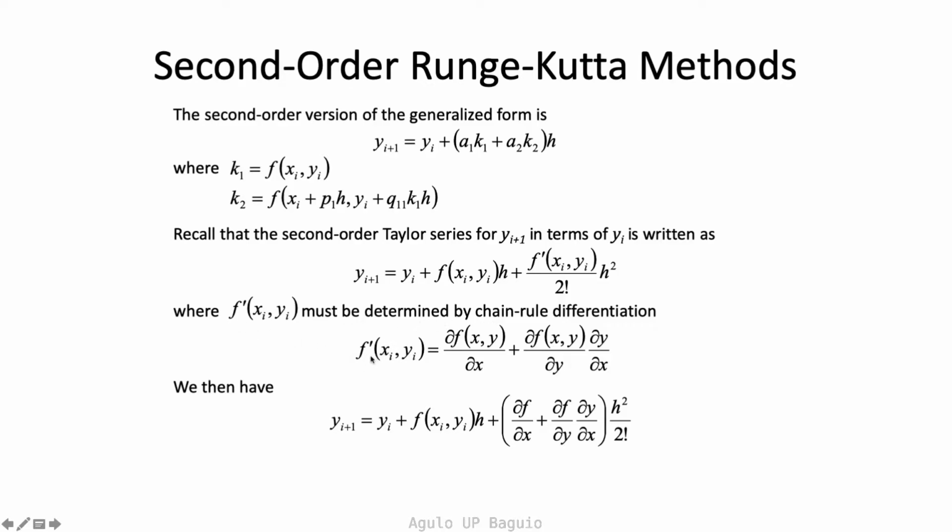So if we do a chain rule, f prime of x sub i, y sub i will be equal to the partial of f with respect to x plus the partial of f with respect to y multiplied by the partial of y with respect to x. So we put all of these into this part and get this. Okay, so y sub i plus 1 is equal to y sub i plus f of x sub i, y sub i times h plus the partial of f with respect to x plus the partial of f with respect to y, partial of y with respect to x, times h squared over 2 factorial.